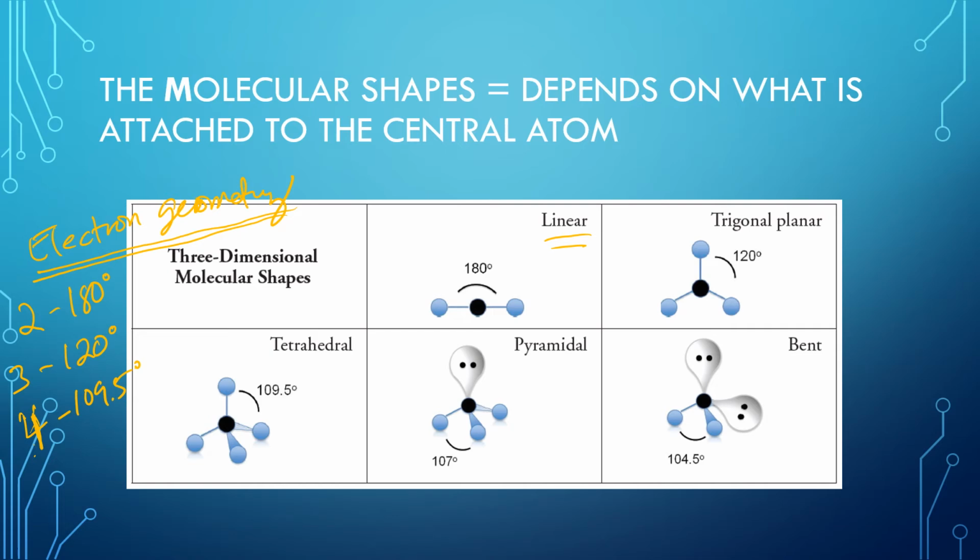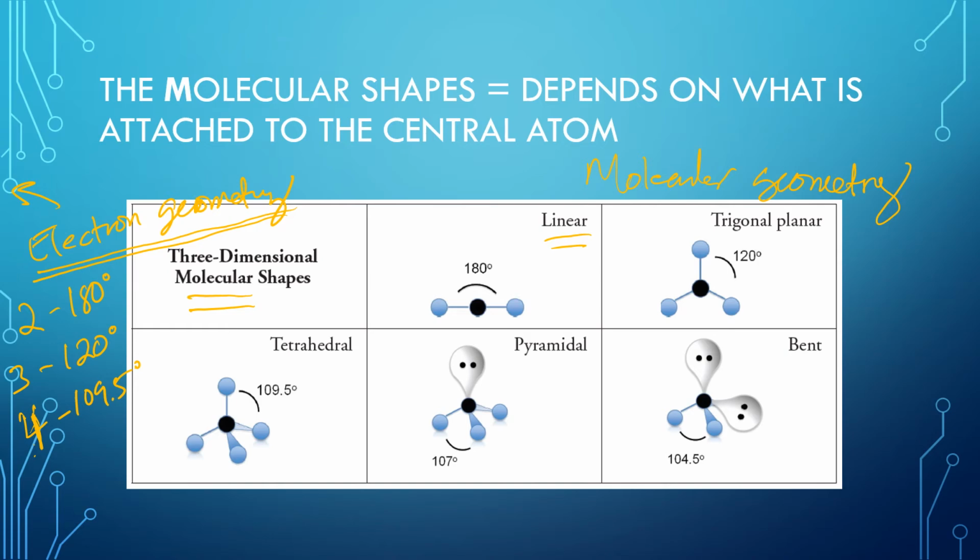But you'll notice now that the molecular shapes are slightly different. Notice how it changes based on what is attached to it. This is the molecular geometry. That's what we're looking at now. The previous slide was electron geometry. This is now the molecular geometry. The molecular geometry depends on what specifically is attached to the central atom.